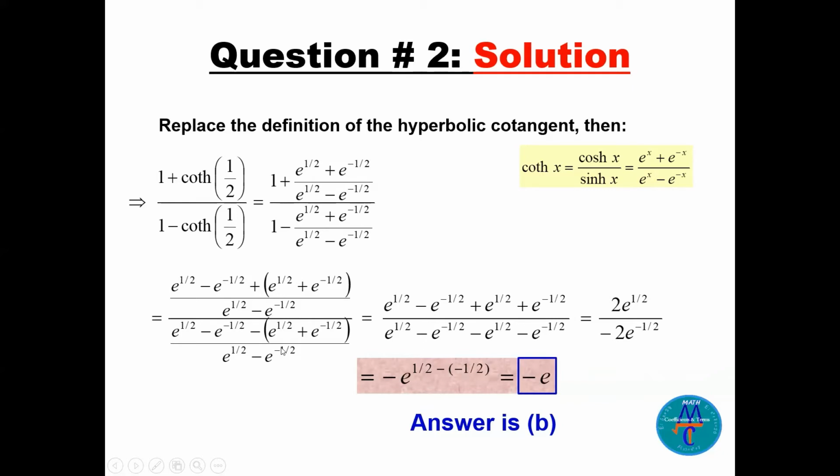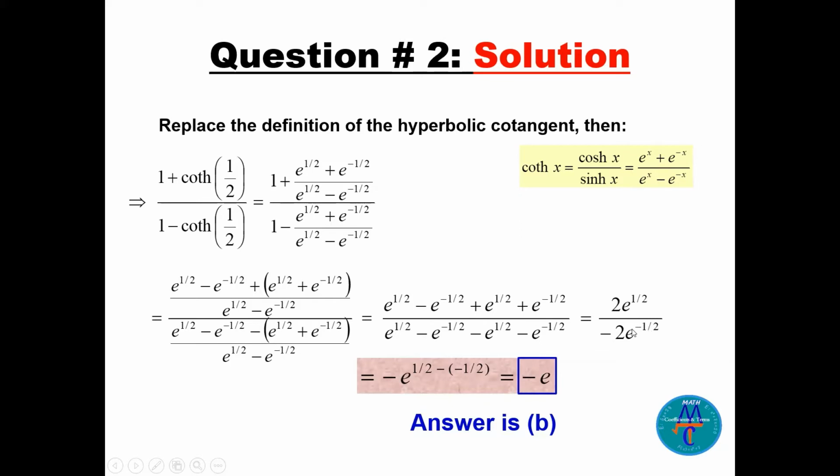Now we can cancel all this and all this. The denominators can be canceled. So we have e to the power half minus this plus e to the power half plus e to the power minus half. This is the same expression. We can cancel it. So we are left with the same quantity here, e to the power half, e to the power half, 2 e to the power half. And here we can cancel e to the power half minus e to the power half. And this will be minus 2 e to the power minus half.